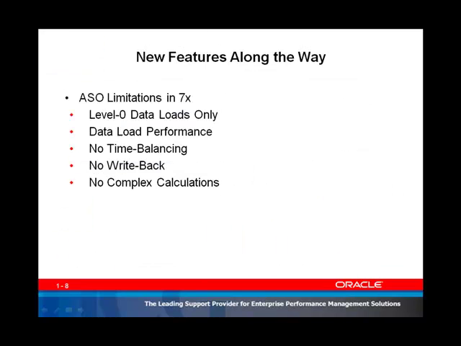So when ASO was first introduced in the version 7.1, there were some limitations, and here's just a sample of some of those limitations that were in that 7 release. These are limitations that Hyperion and now Oracle, after the acquisition, have been working on addressing since that 7 release. Those include the level 0 data loads only, data load performance, no time balancing, the write-back capability wasn't there, and the complex calculations capabilities weren't there. So let's take a look at some of the key new features along the way that helped eliminate some of these limitations, as well as the new features in 11 now that help to continue to eliminate or make some of these limitations a lot easier to work with.